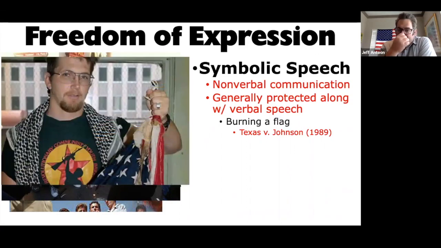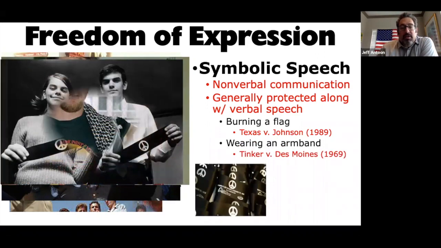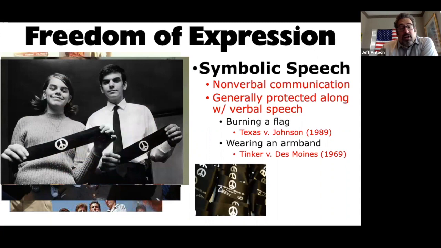There is Johnson. Again, there's the flag he burned. He was protesting the Reagan administration, and he did that in Dallas, Texas. Again, there's so much in Texas in a lot of these major cases that we're going to talk about. The second form we're going to talk about is Tinker versus Des Moines in 1969. These are two high school students who wore an armband that talked about peace in protest of the Vietnam War. You're protected to wear these as long as it doesn't cause a major disruption in your high school.